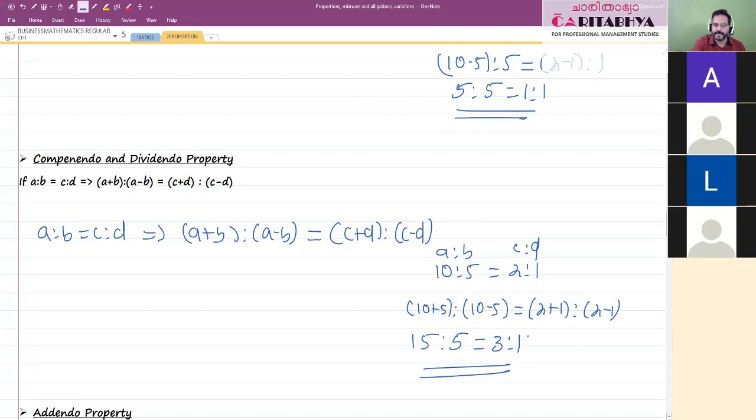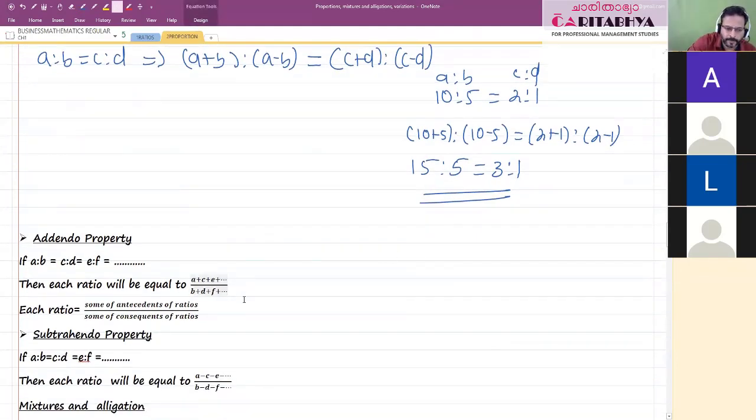So componendo and dividendo property: A is to B equal to C is to D. That implies A plus B is to A minus B is equal to C plus D is to C minus D. Clear? Yes, sir. Componendo and dividendo property.